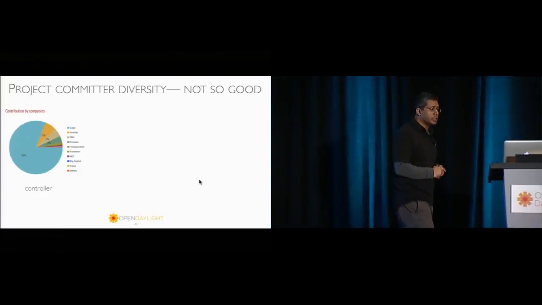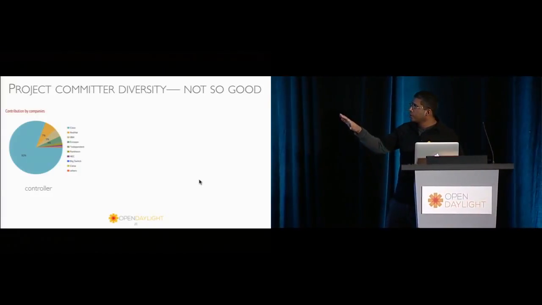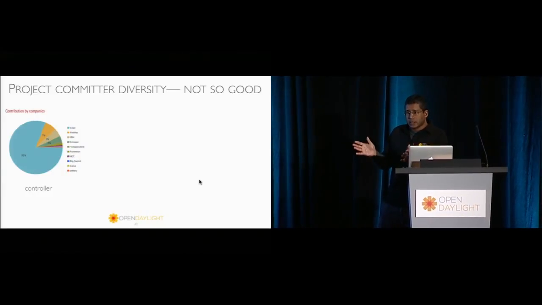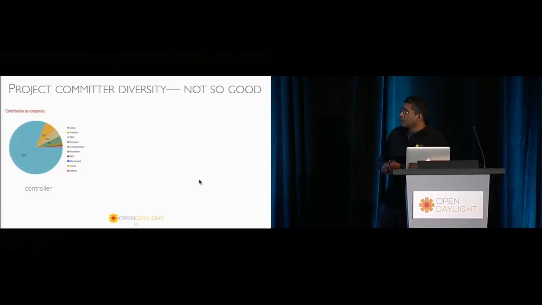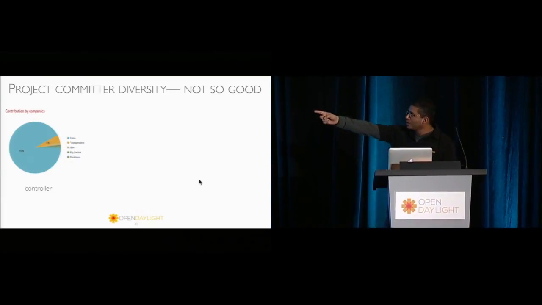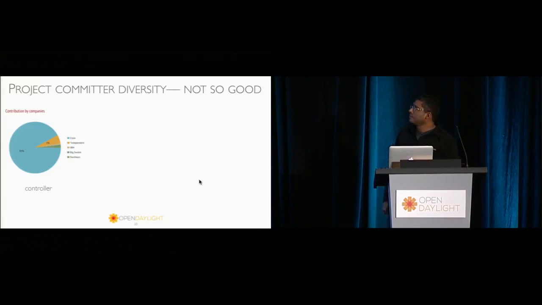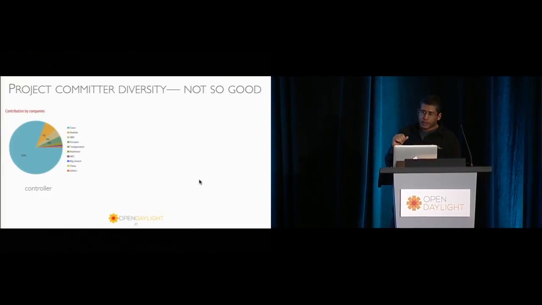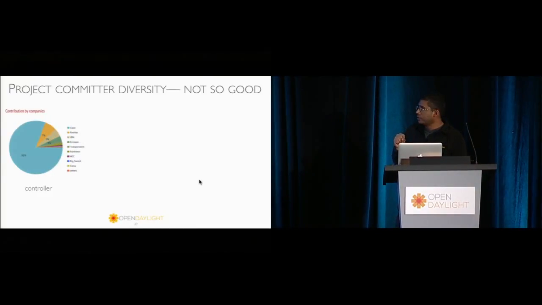And although I think there's still a ways to go on getting more diversity, meaning making these other pie slices bigger, in the controller project, it's much better than where we started. If you look at where we started, this is where we were at the beginning of the project in April, May. And this is where we ended up. So we made progress, I think, in generating additional committer diversity in the controller project.